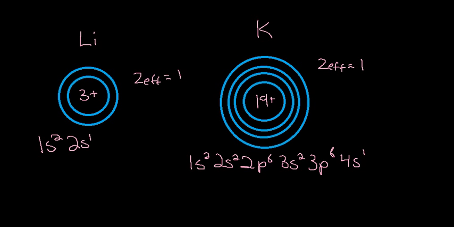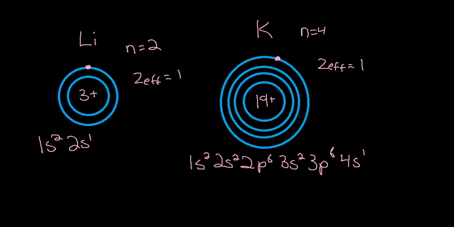So this can't be used to account for the difference, so what must it come down to? Well, if it's not the Z effective, it's the principal energy level. I'm just going to draw in the valence electrons here. So lithium's valence electron is in the n equals 2 energy level, whereas potassium's valence electron is all the way out here in the n equals 4 energy level. n equals 4 valence, n equals 2 valence.